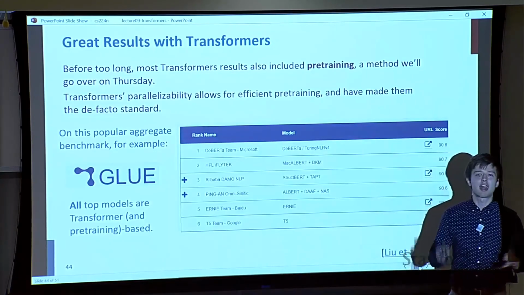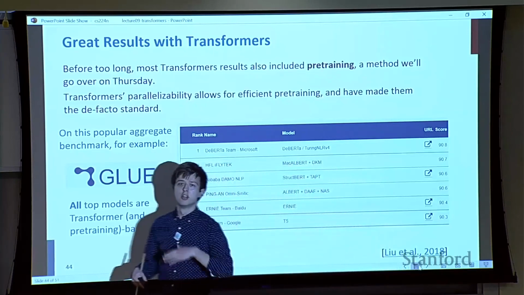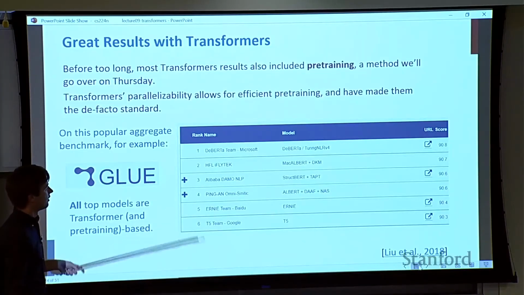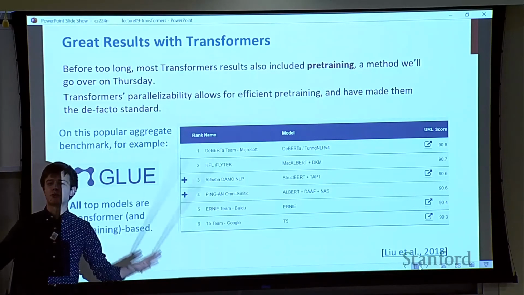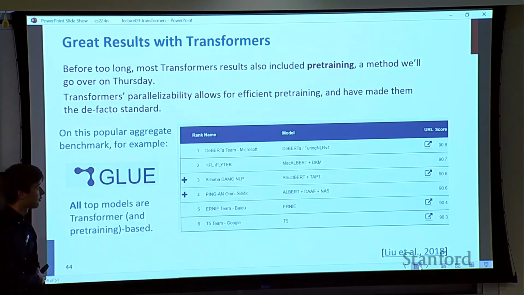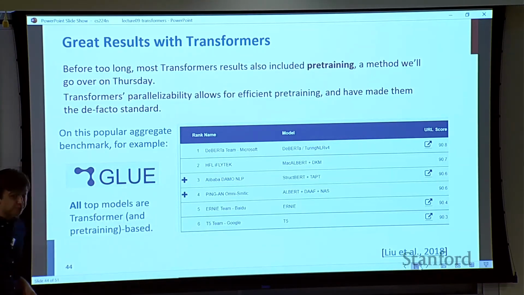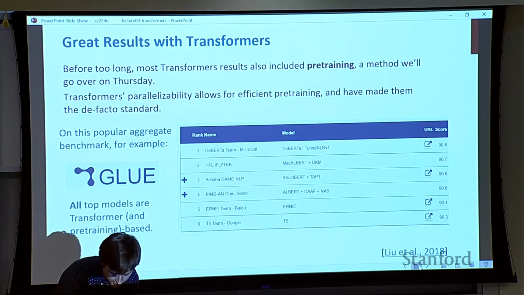But there's a popular aggregate benchmark. This took a bunch of very difficult tasks and said, do well on all of them if you want to score highly on our leaderboard. The names of these models you can look up if you're interested, but all of them are transformer-based after a certain point. The benchmark's called GLUE. It has a successor called SuperGLUE. Everything is just transformers after a certain time period, partly because of their pre-training ability.